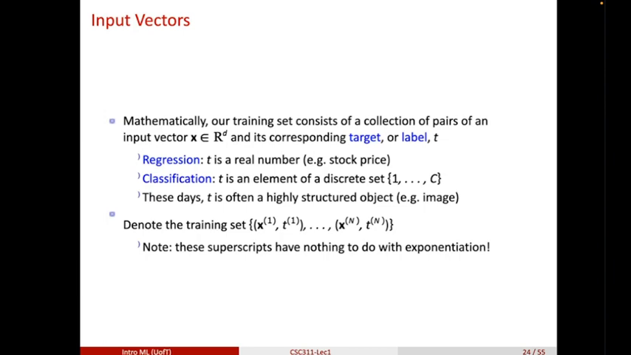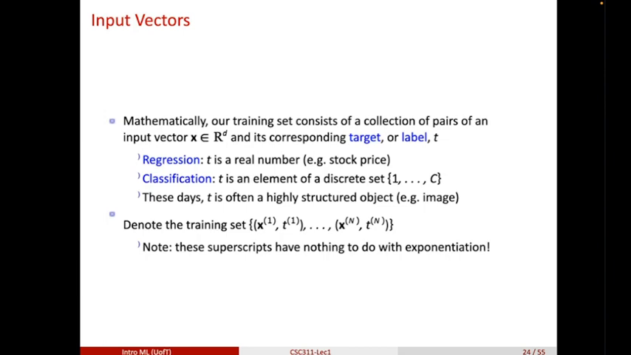Okay, so back to input vectors. Mathematically, our training set consists of a collection of pairs of an input vector x, an element of R^D, and its corresponding target or label t. If t is a real number, for example a stock price, this would be an example of regression, which I think Arnav pointed out last meeting. It's a topic you'd learn in statistics, but essentially it's like mapping. If you have a set of points and you make a line of best fit, you can predict where values would be.